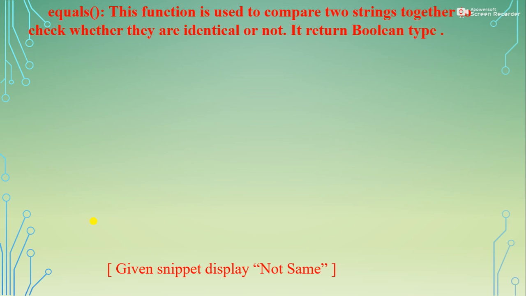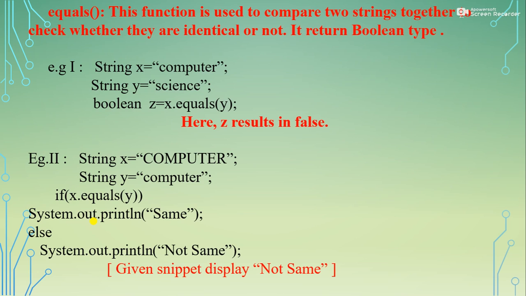Next is equals. This function is used to compare two strings to check whether they are identical or not. It returns a boolean type. Let's see the examples. String x equals "computer", string y equals "science". It returns a boolean: when both the strings are identical, in that case it will return true, otherwise it will return false. So boolean z equals x dot equals y. Here z will return false. That means computer and science are not identical.